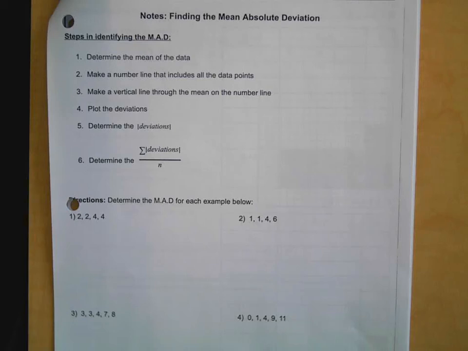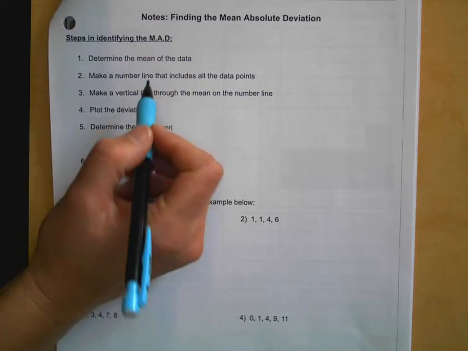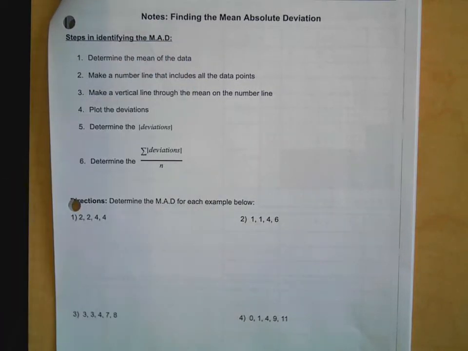All right, you guys, so we are going to be talking about the mean absolute deviation, which is also known as MAD. So the steps for identifying this: first, you are going to determine the mean of the data, then you're going to make a number line that includes all the data points. These can be interchangeable, but yes, you want to be determining the mean of the data first.